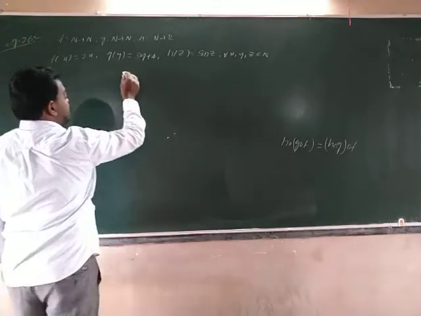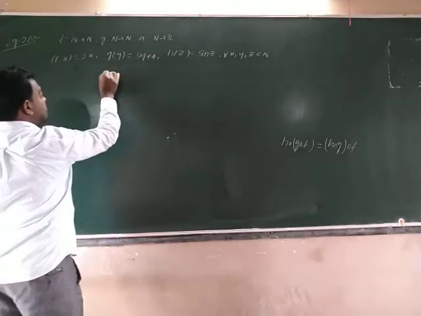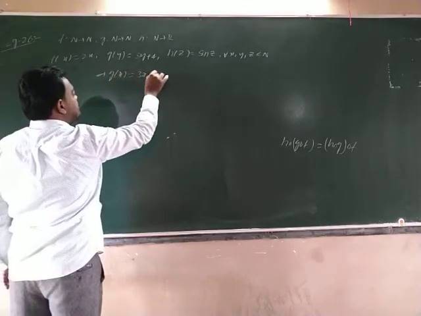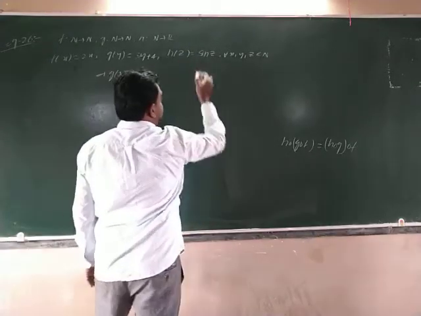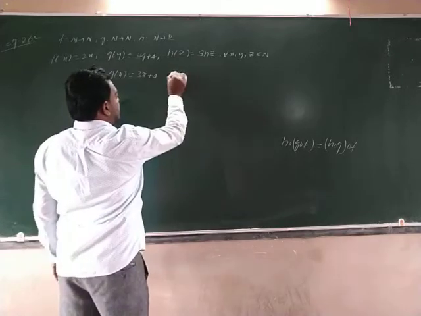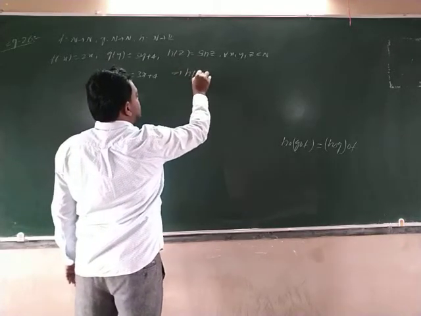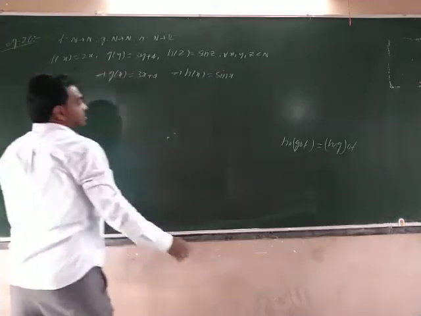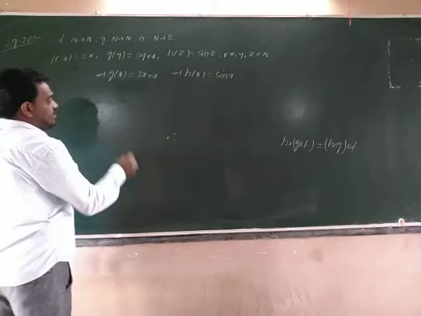g of y is equal to 3y plus 4. From this, g of x is equal to what? 3x plus 4. H of z is equal to sin z. Now from this, h of x is equal to what? Sin x. Right?